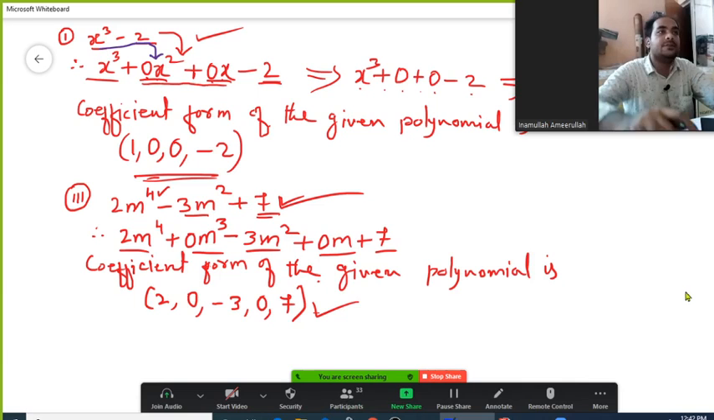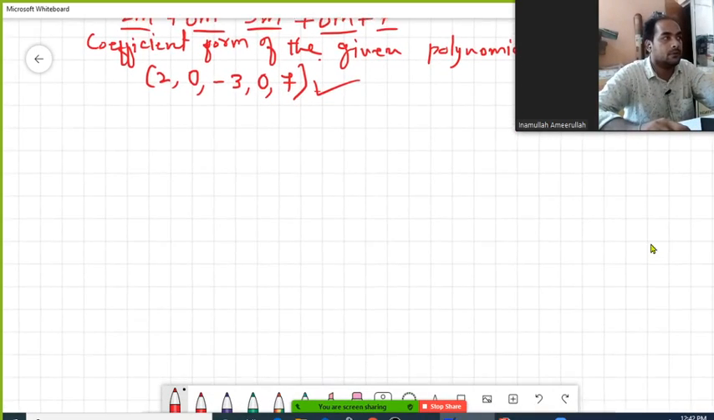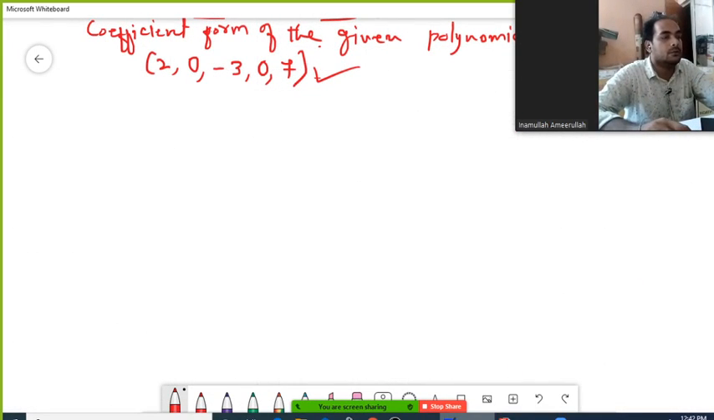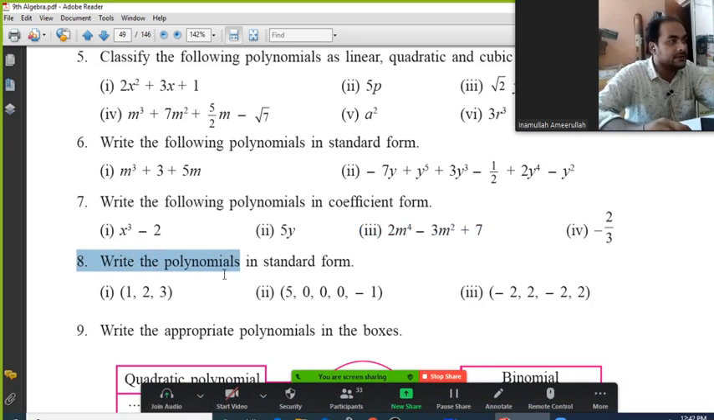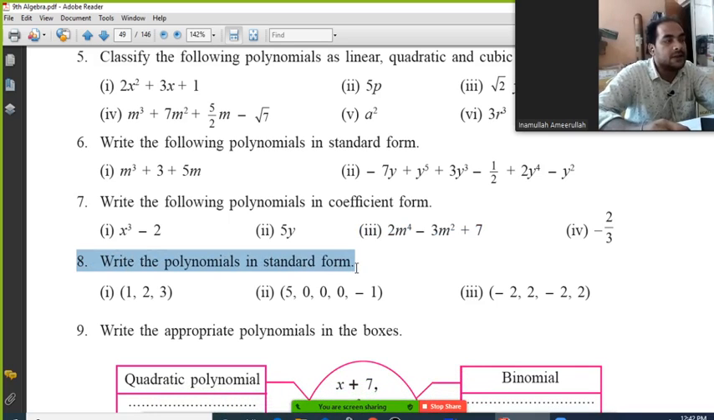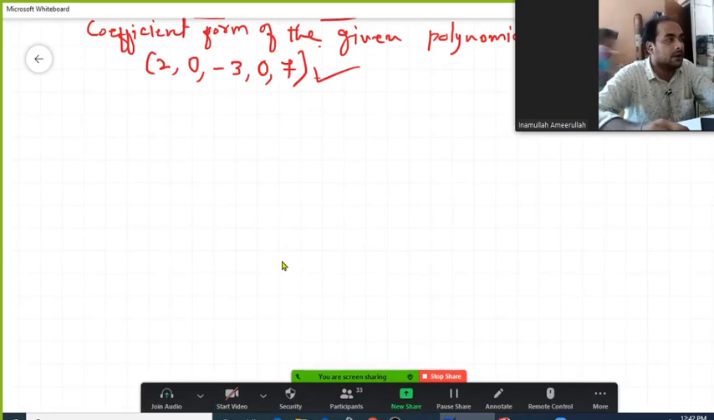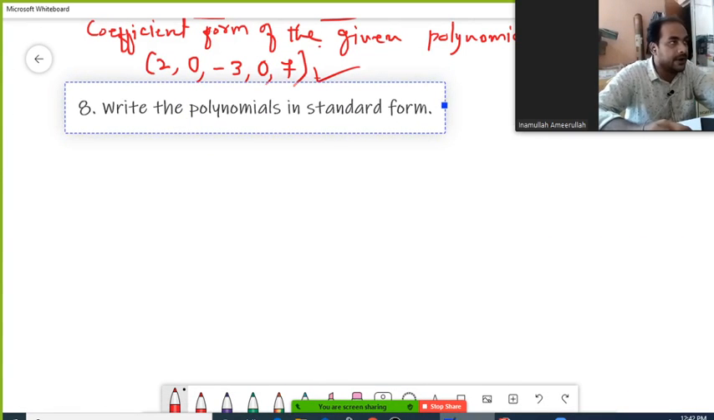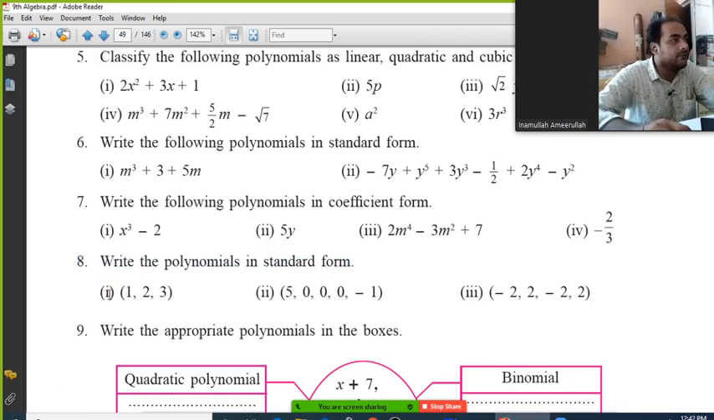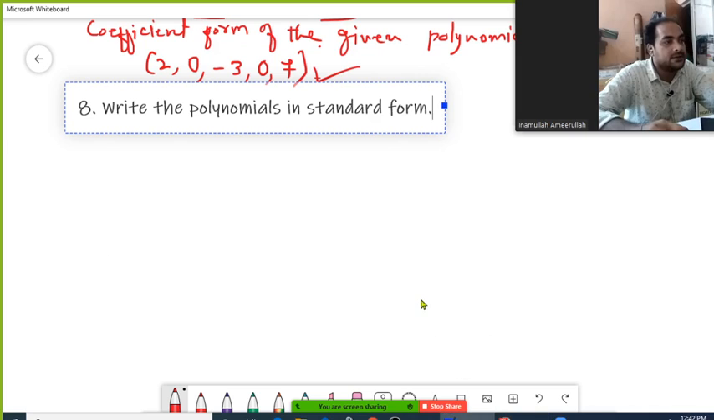Same procedure we can follow to find out the polynomial from the given coefficients. Look at this, question number 8. Write the polynomial in standard form where the coefficients of the polynomials are given. So we will take this question on our canvas. This is your question number 8, and the first questions are 1, 2 and 3. So I'll copy this.